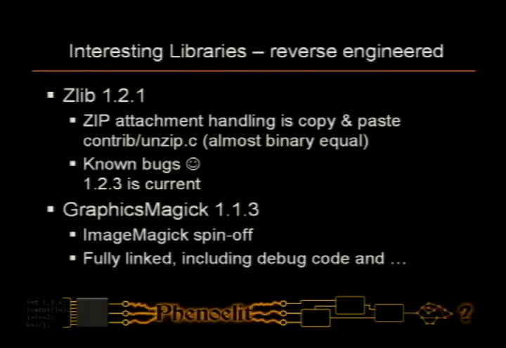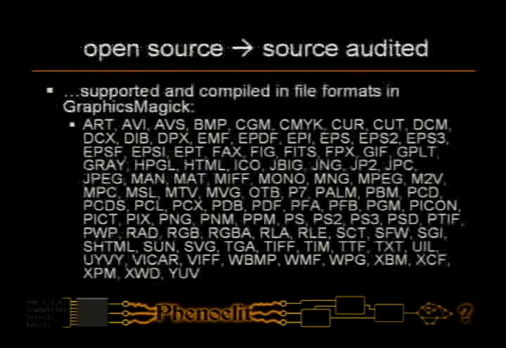And then there is GraphicsMagick. GraphicsMagick is used for image parsing, and it's a spin-off from ImageMagick, and it's fully linked and including debug code and supports a lot of formats. What you can do essentially is officially supported are PNG and I think GIF and stuff. But you can actually circumvent the main Horizon parser that's trying to fingerprint the file. It's just looking for the first three or four bytes. Once you got around that, then you can feed all those formats into GraphicsMagick, because GraphicsMagick is trying to figure out what file format it is for its own, following a different pattern.